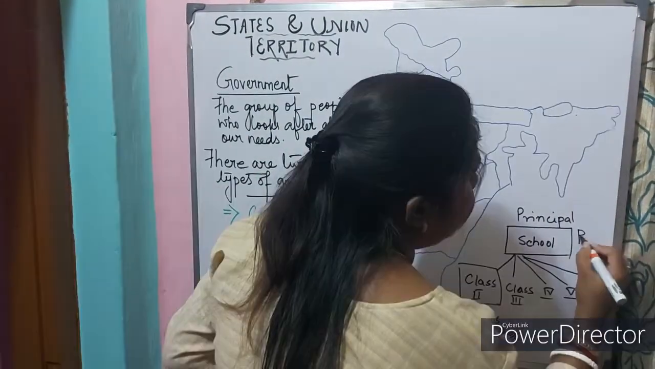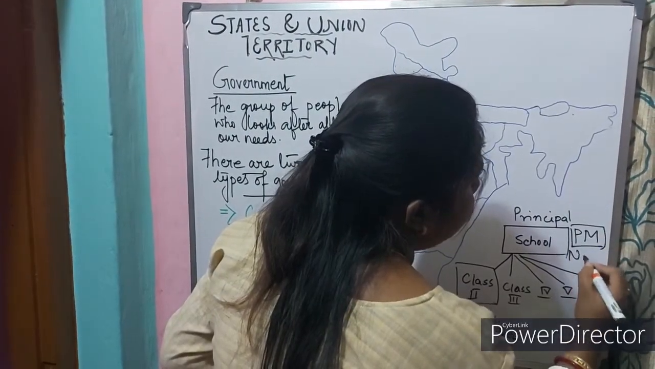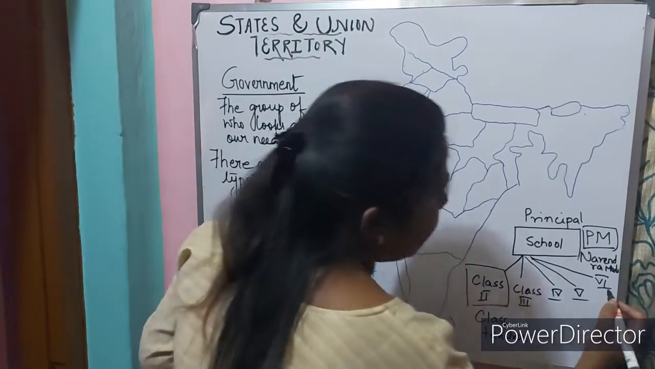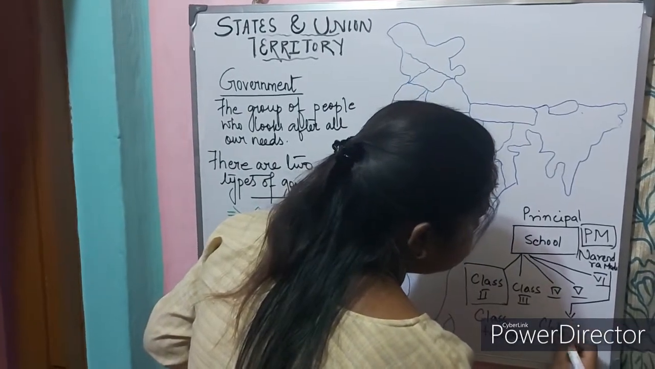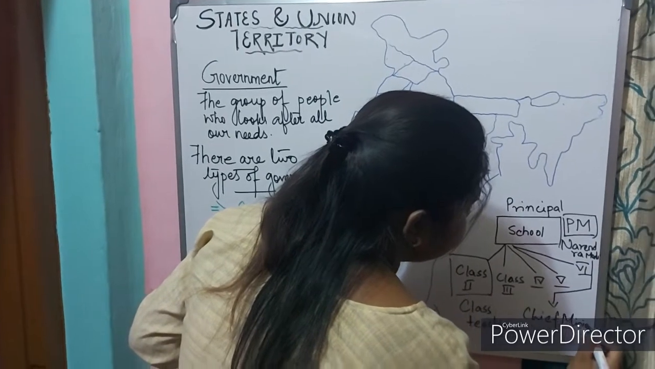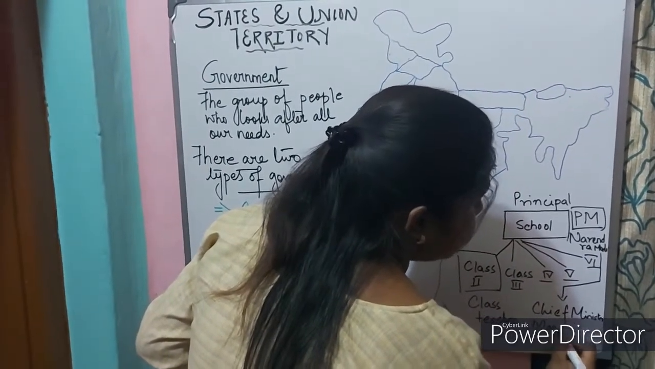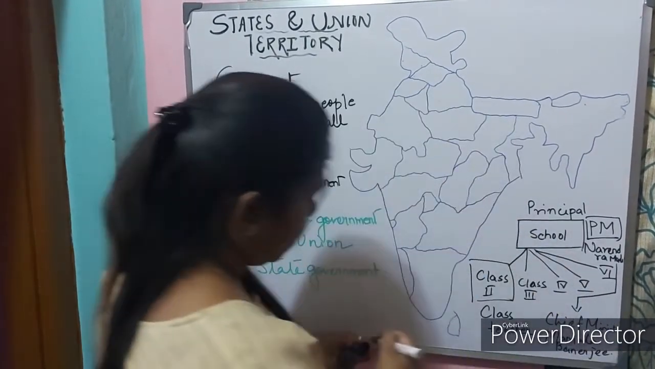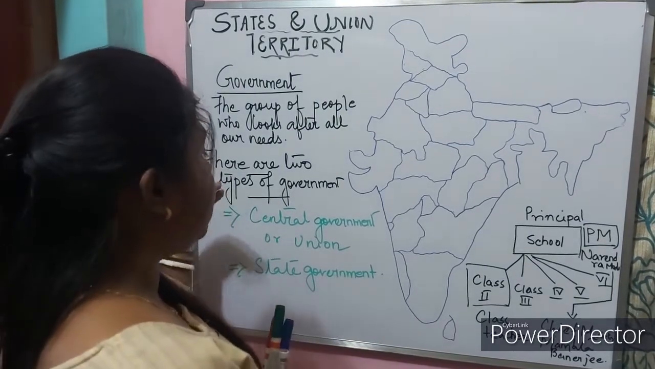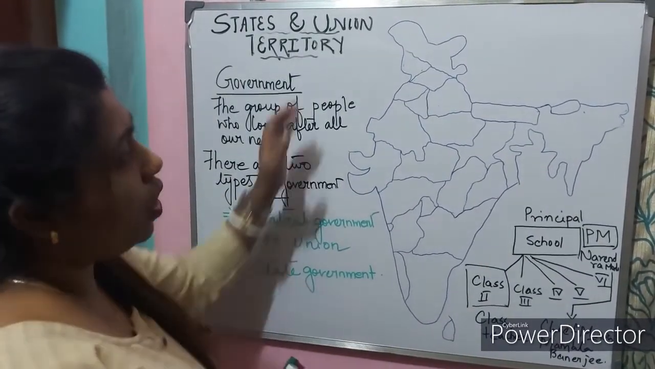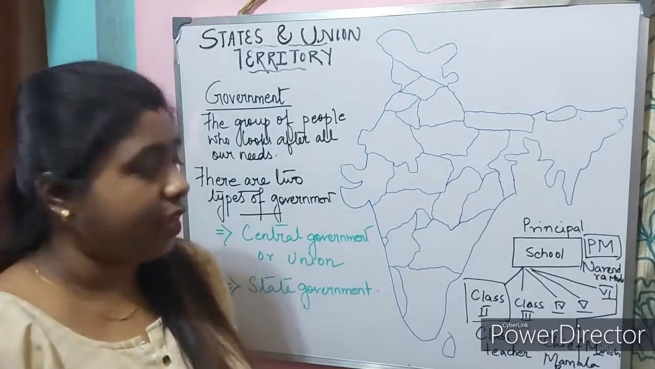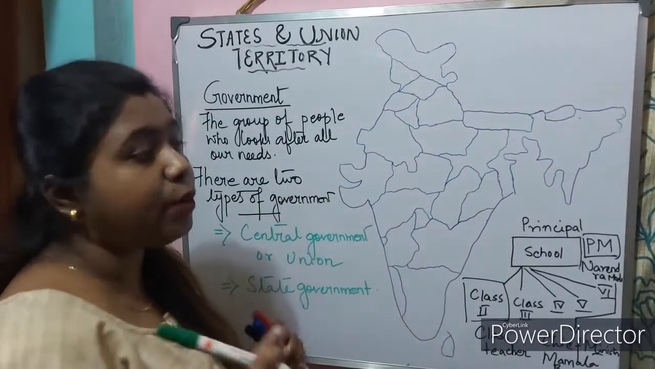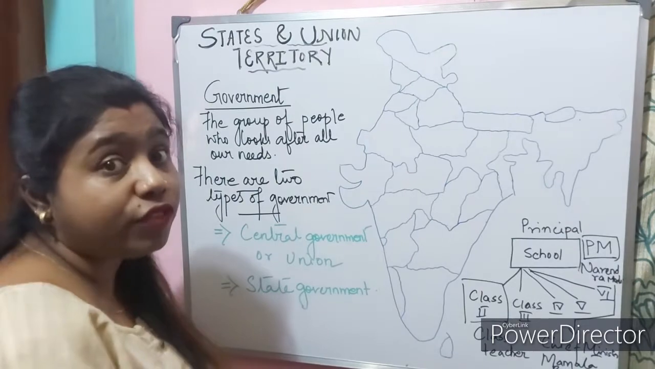In our country, the Prime Minister, like Narendra Modi, you all know this, and the states have Chief Ministers. For example, our Chief Minister, Mamata Banerjee. Okay, so this way, there are two types of government who look after the whole country. You must remember this, that head of the government is our Prime Minister and head of the state government is our Chief Minister. But who is the head of the country?